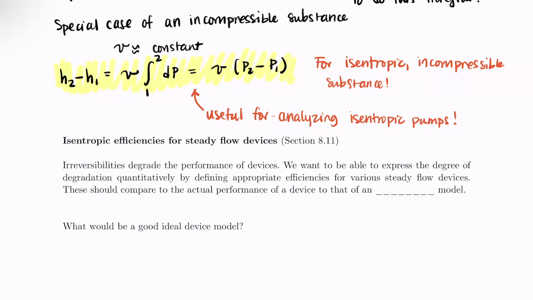So we want to express the degree of degradation in performance due to irreversibilities in a quantitative way by defining efficiencies for steady flow devices. So these should compare the actual performance of the device compared to an idealized model.